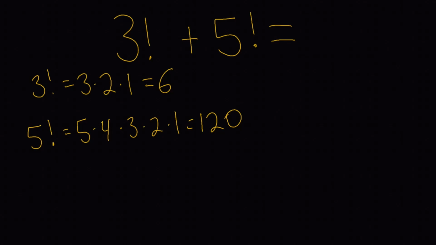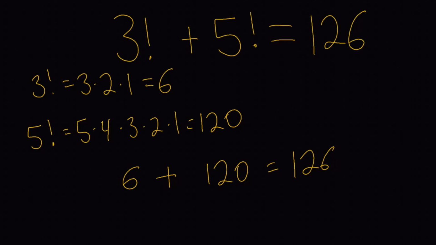So we actually just have 6 plus 120. Well, that gives us 126. So 3 factorial plus 5 factorial is 126.